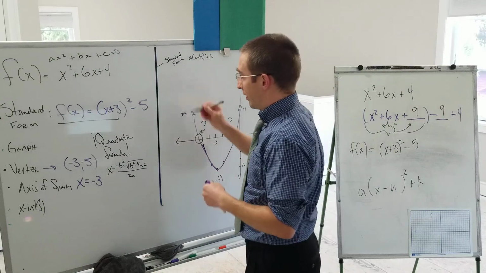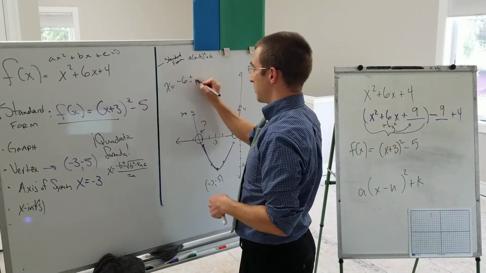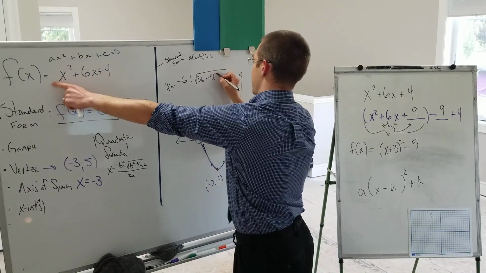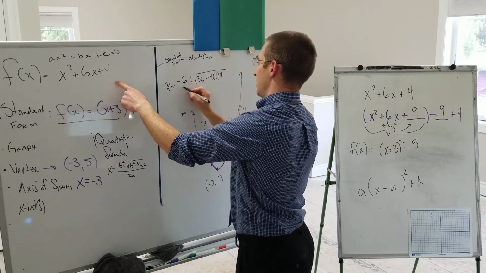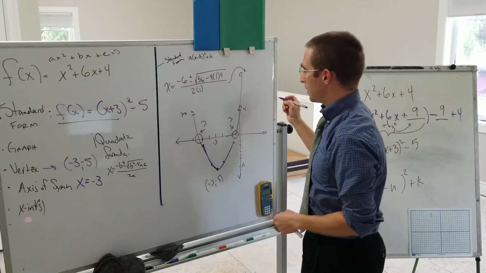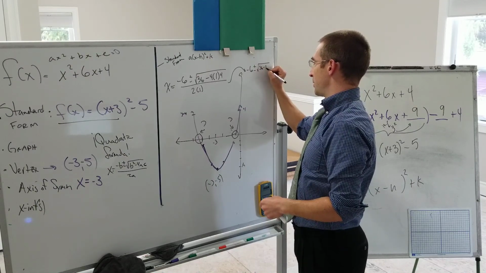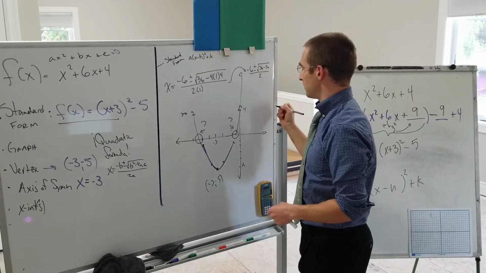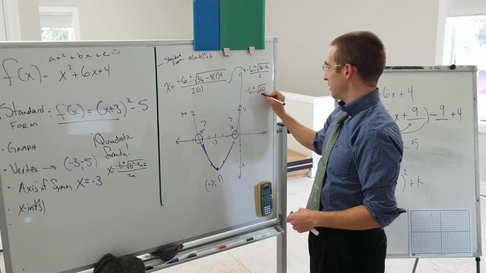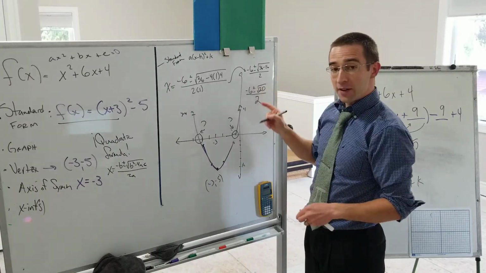So we just go here, all right, well, x equals negative b. That's a negative 6, plus or minus the square root of b squared, 36, minus 4 times a, which is 1, times c, which is 4, all over 2 times 1. So we get negative 6 plus or minus the square root of 36 minus 16 over 2. Negative 6 plus or minus the square root of 20 over 2. We've got to simplify the square root of 20.